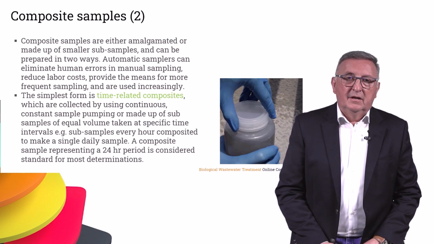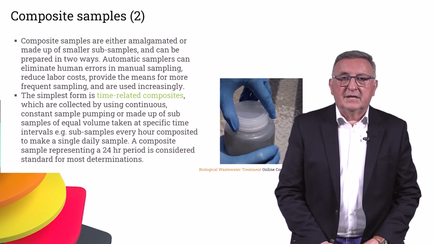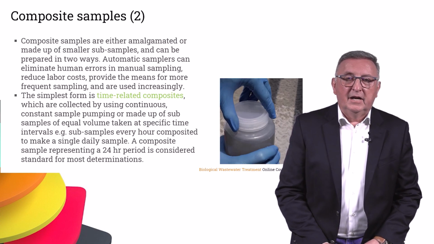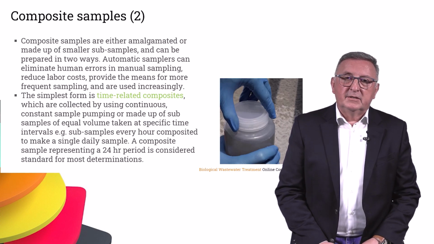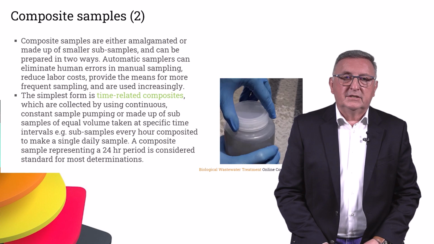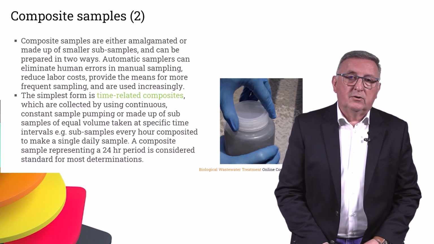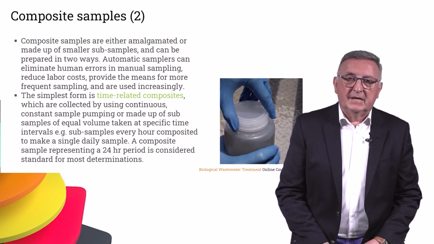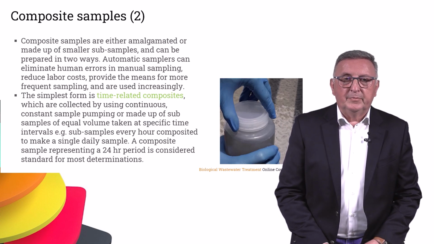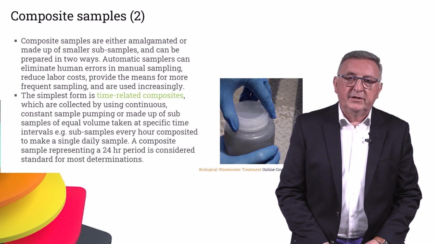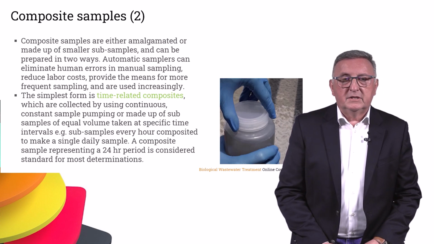Automatic samples eliminate human errors in manual sampling, reduce labor cost, provide the means for more frequent sampling, and are used increasingly. The simplest form is a time-related composites, which are collected by using continuous, constant sample pumping or made up of subsamples of equal volume taken at specific time intervals. For example, subsamples every hour composited to make a single daily sample. A composite sample representing a 24-hour period is considered standard for most determinations.